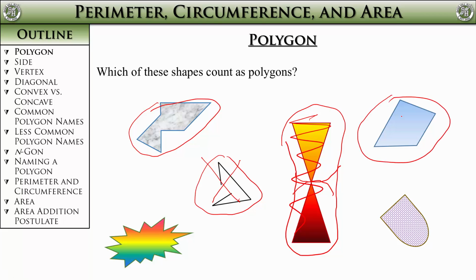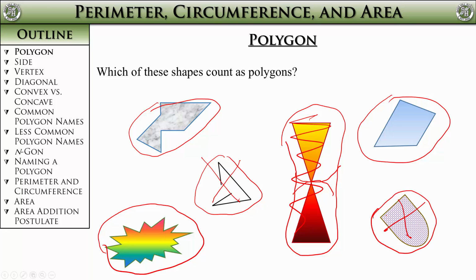This one over here, that works. That is a polygon. This one here also works. That one is a polygon. And finally, this one over here does not count. It has a curved edge, and a polygon is made up of line segments, so that one does not count.